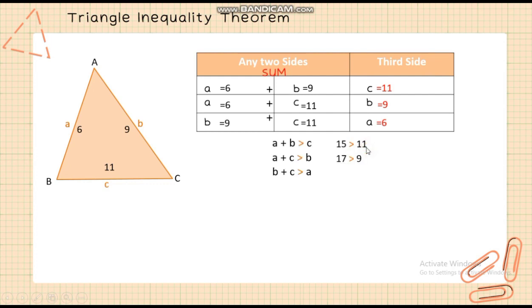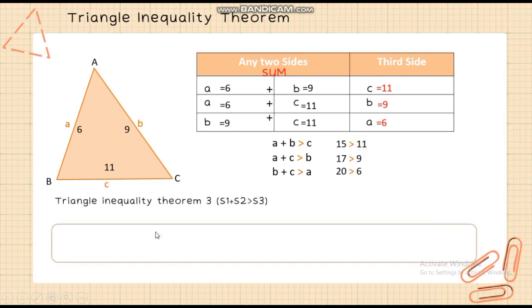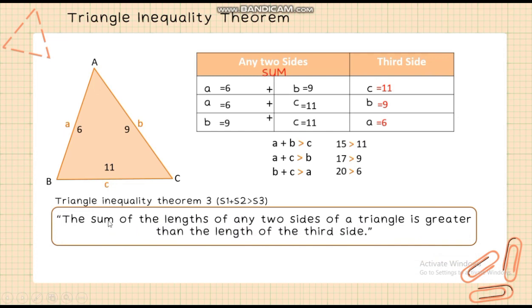And that is all about the triangle inequality theorem, which states that the sum of the lengths of any two sides of a triangle is greater than the length of the third side, meaning the sum of these paired sides is always greater than the third side.